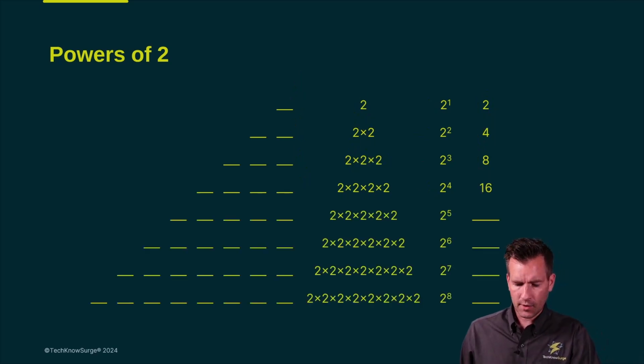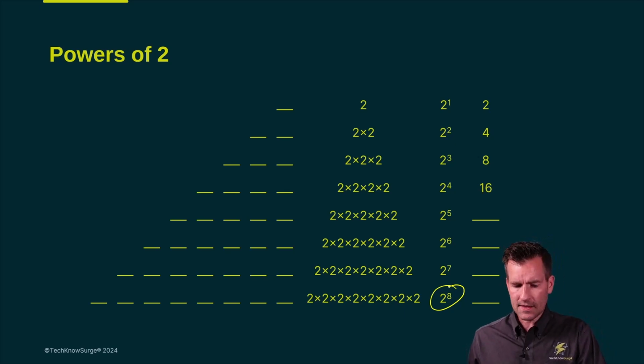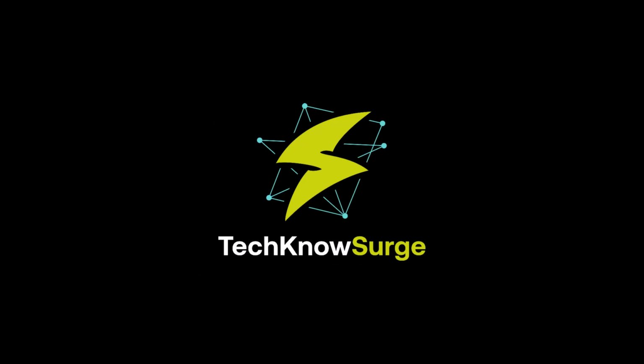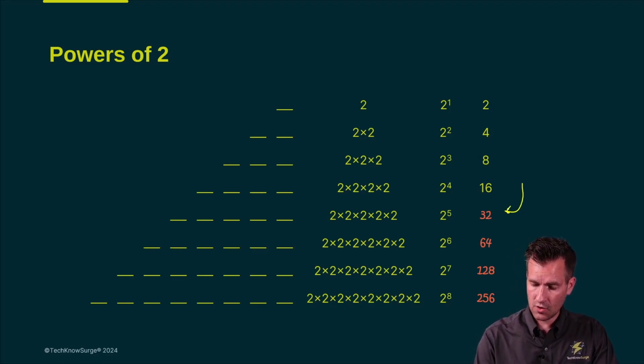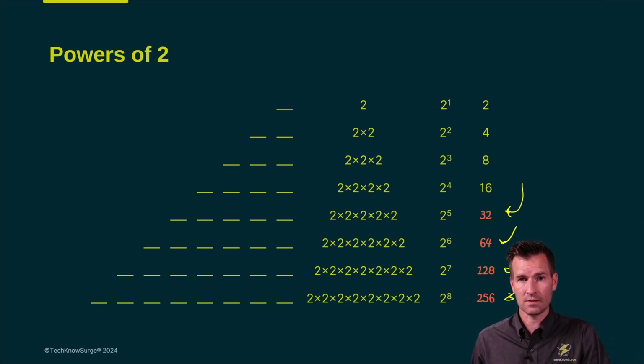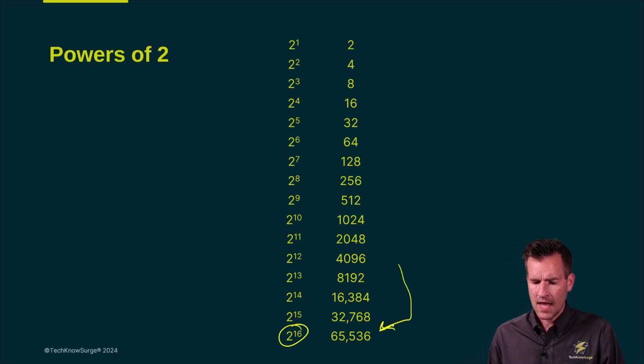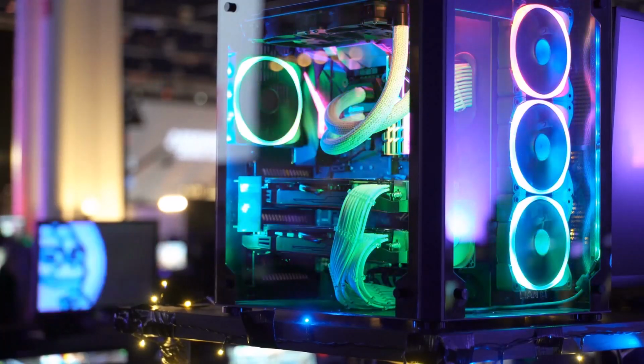Here's the rest of that. We're going to go out to 2 to the power of 8. So if you want to figure these out, go ahead and pause the video and then we'll come together and look at the answer. And here are the answers: 32, 64, 128, 256. So these are common numbers that you'll see on computers. If we take this all the way out to 2 to the 16th power, we get 65,536. Now these numbers are going to show up a lot on computers.